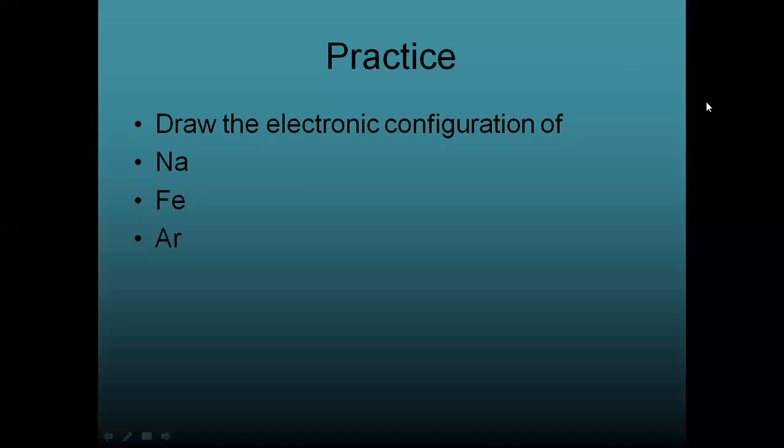Dear cadets, draw the electronic configuration of the elements sodium, iron, and argon. The number of electrons: sodium 11, iron 26, and argon 18.